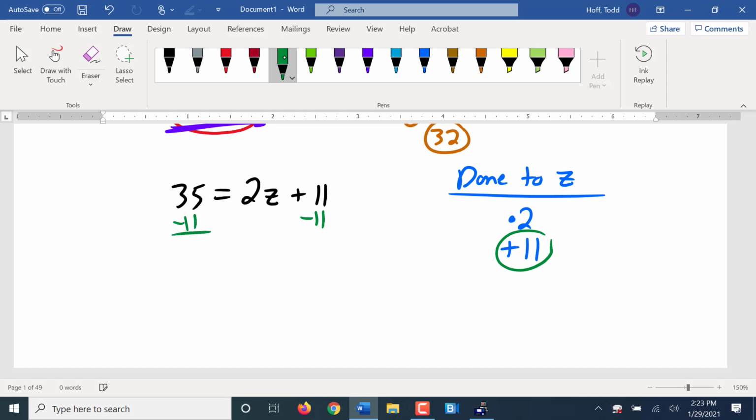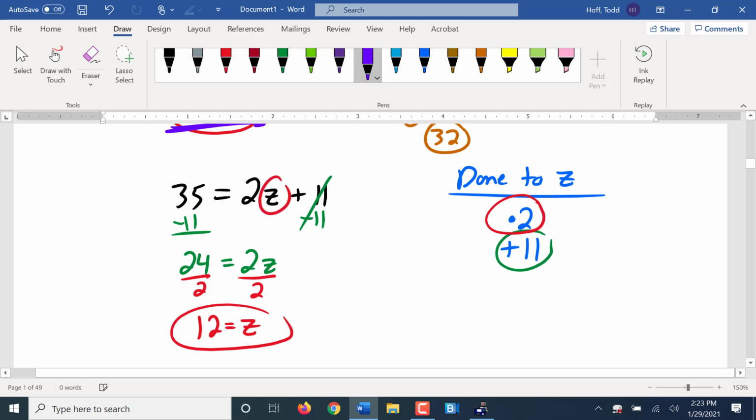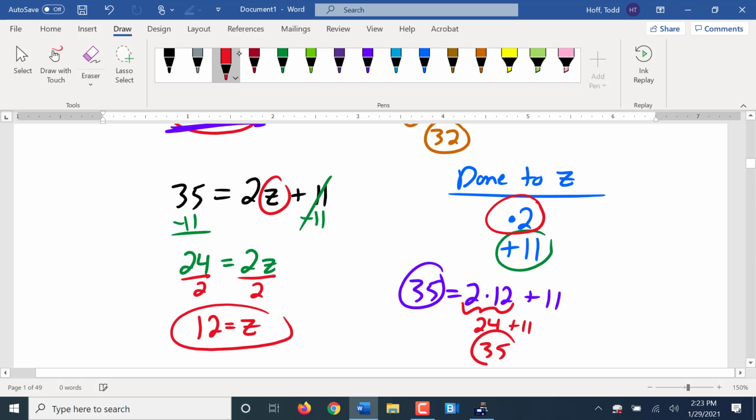Giving us what here? 24 equals 2z. The 11's been removed. Good. Next, we have to divide by 2 to remove the multiplying by 2. So we do that to both sides to get 12 equals z, or z equals 12. Again, we can double check that. We're going to put 12 in there for z. So we got 35 equals 2z becomes 2 times 12 plus 11. So on the left side, there's nothing to do. That's just 35. On the right side, 2 times 12, 24 plus 11, 35.